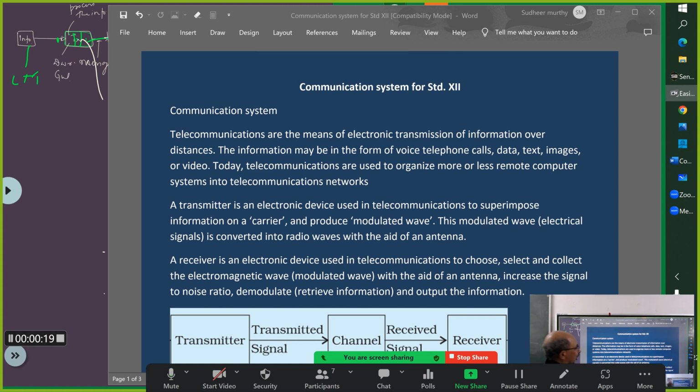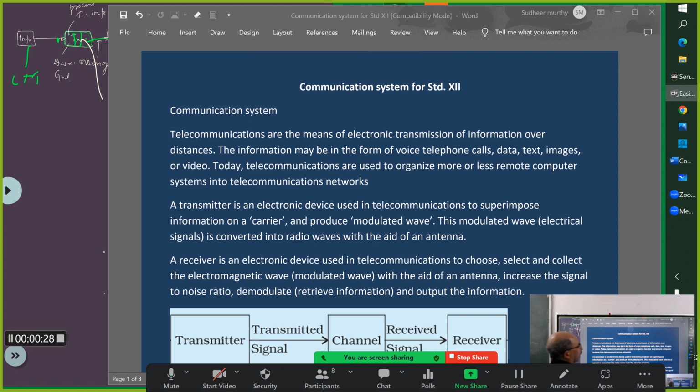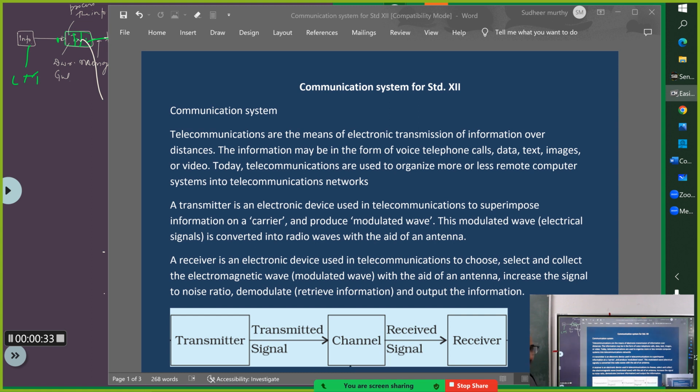Now, this is communication system for standard 12. Communication. So, straight away, telecommunications are a means of electronic transmission of information over distances. That is over a distance, correct? The information may be in the form of voice telephone calls, data, text, images or video. Today, telecommunications are used to organize more or less remote computer systems into telecommunication network. So you should understand that it's for a distance. There should be distance between the two. Then telecommunications play a role.